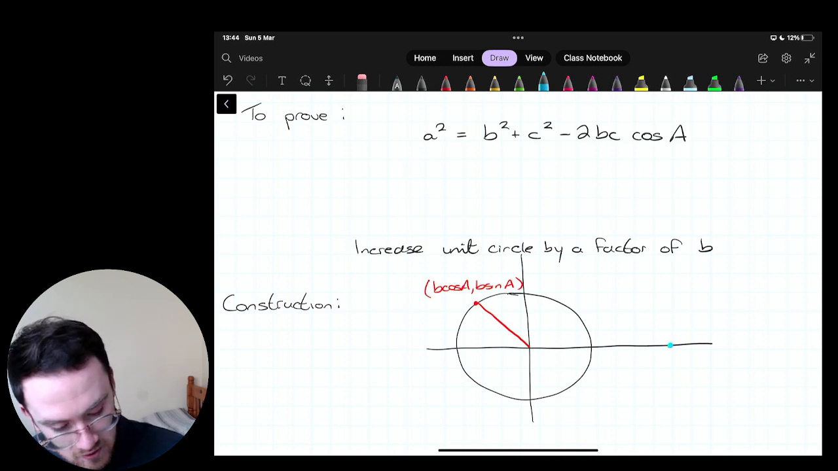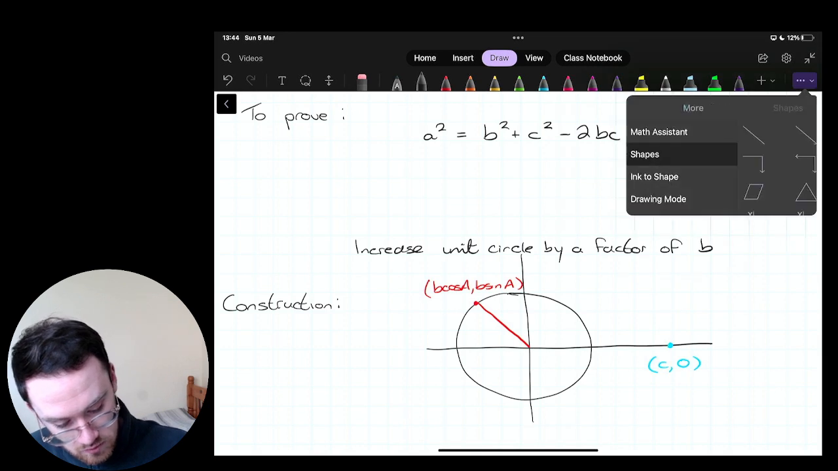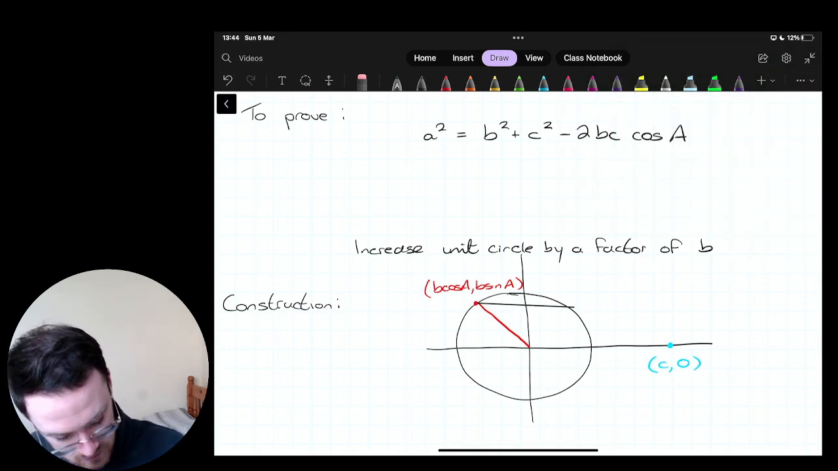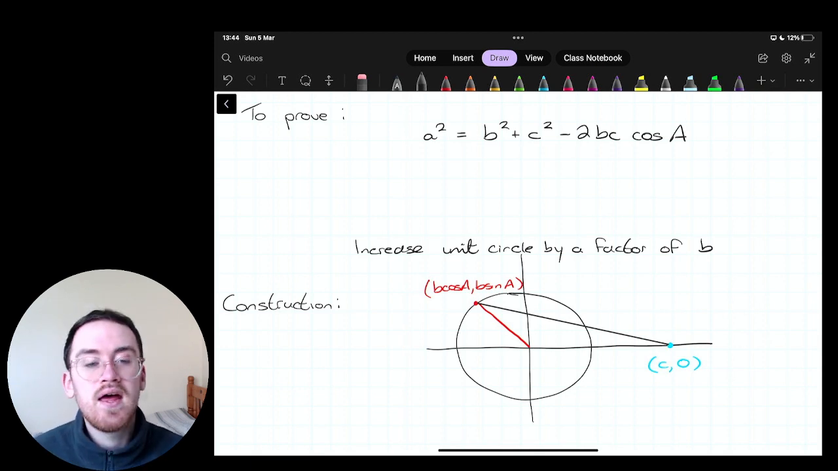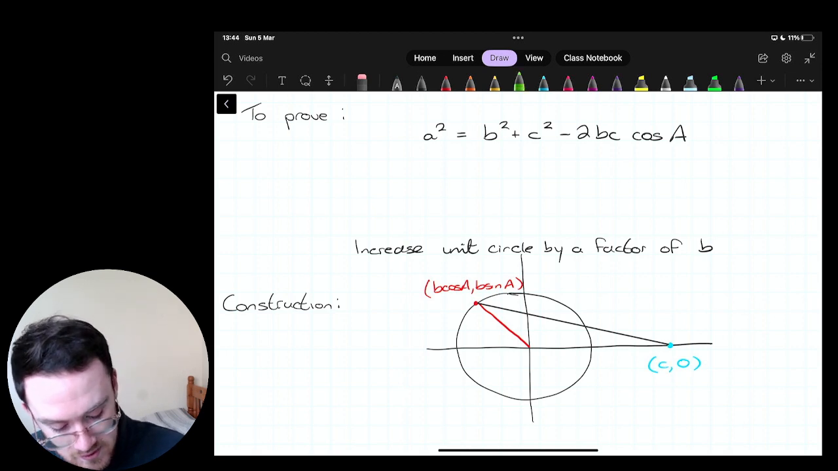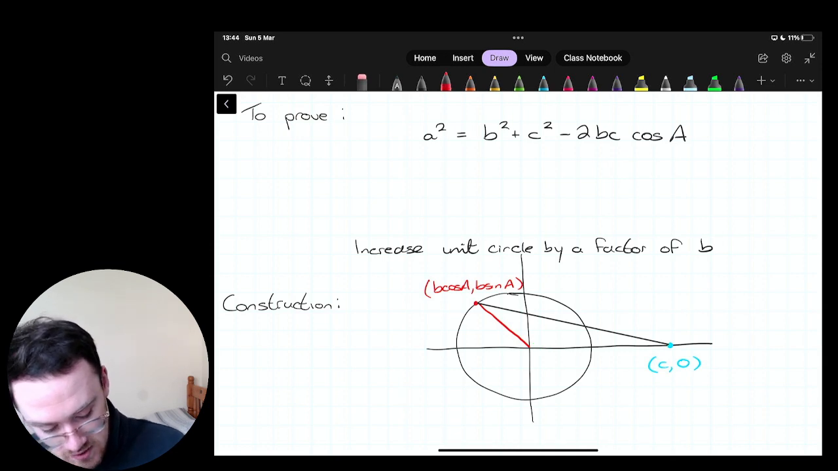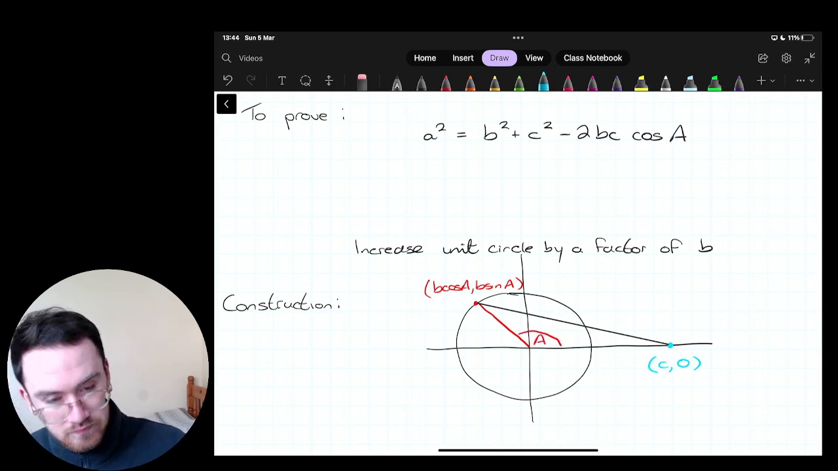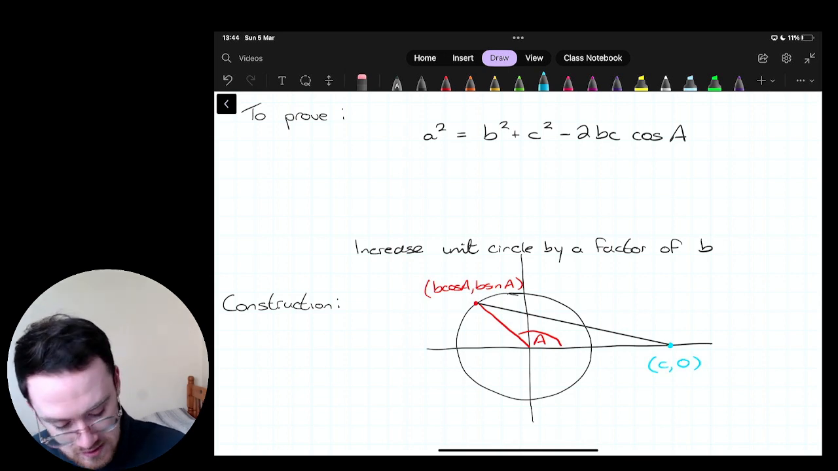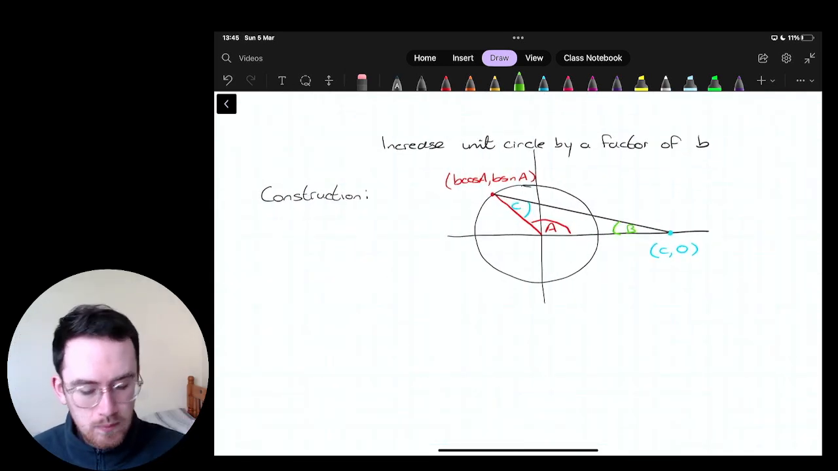Another point I want to have here is the point (c, 0). I'm going to draw a line to connect those two points. Connecting up all this information, we have those points and we can draw in some angles. We'll call this the angle A because it's going round to B there. I'll do it in red so everything lines up together. We'll call this one C because it's opposite where my point C is, and we can call this B.